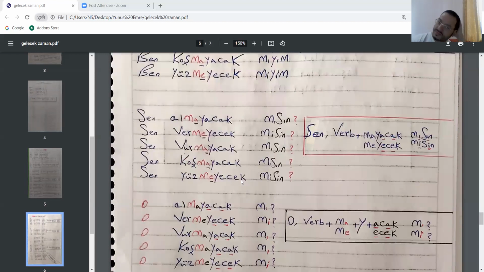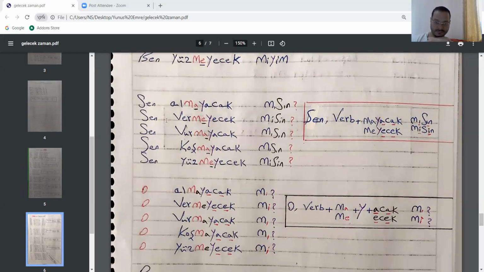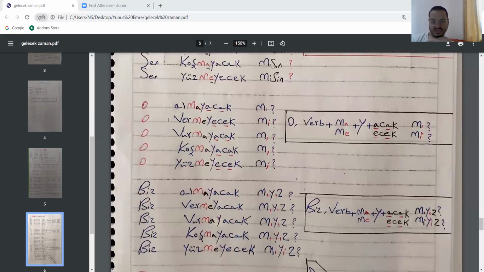Sen almayacak mısın? Vermeyecek misin? At first, let's take a look at this form, and after that, let's solve the other. Almayacak mısın? Vermeyecek misin? Vurmayacak mısın? Koşmayacak mısın? Yüzmeyecek misin? Now, the easier one, here: almayacak mı, vermeyecek mi, vurmayacak mı, koşmayacak mı, yüzmeyecek mi?